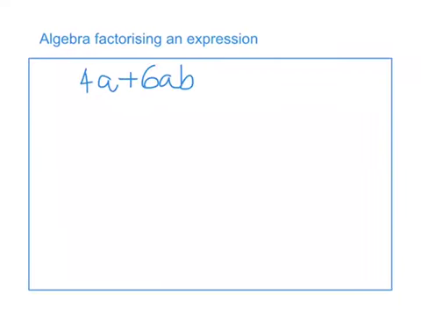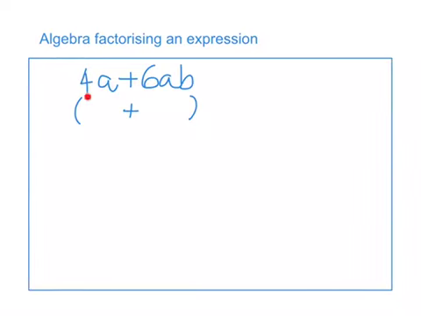Now I've got another example. I've got 4a plus 6ab. I want to factorise this. So just as before, the first thing I'm going to do is put in my brackets and put in the sign. And then I'm looking for common factors.